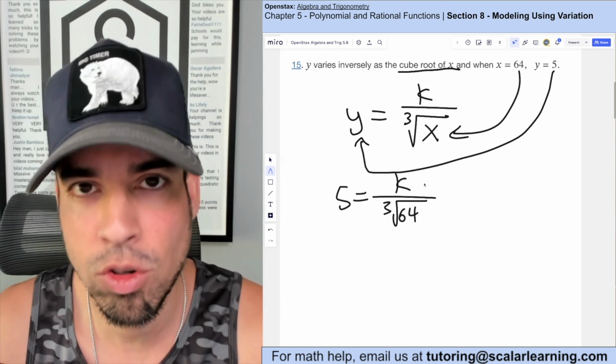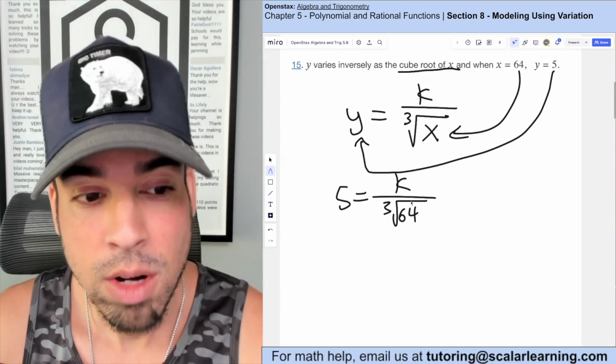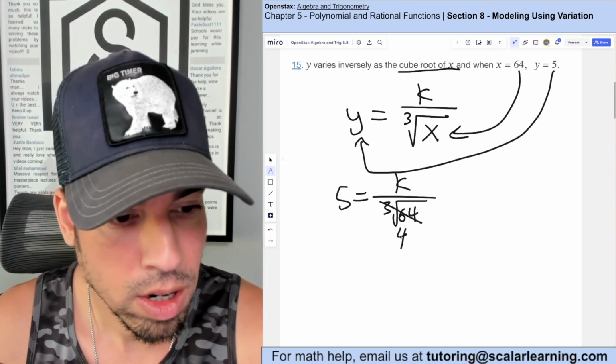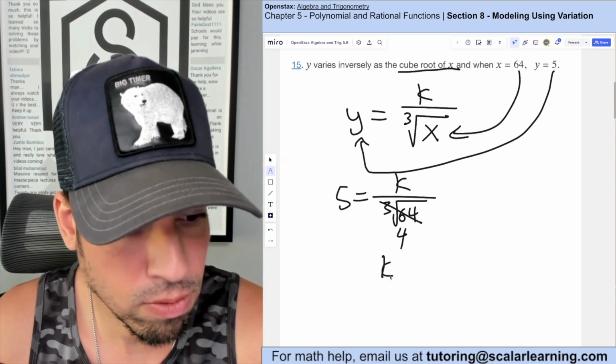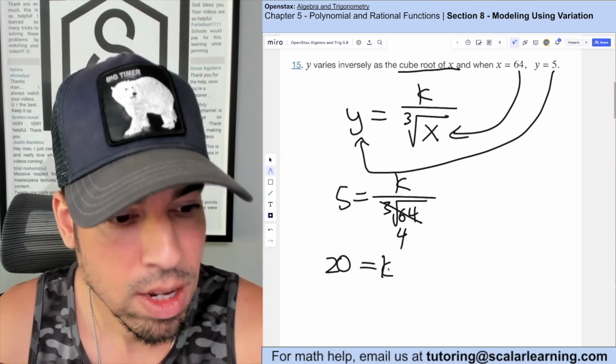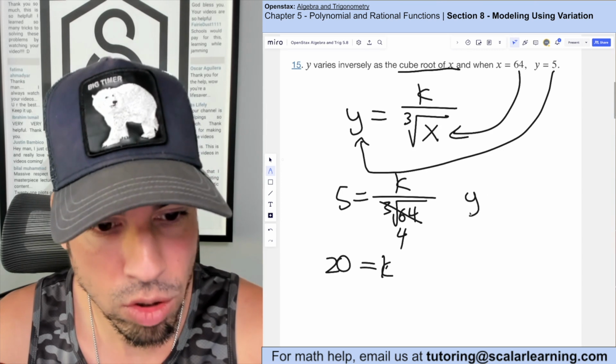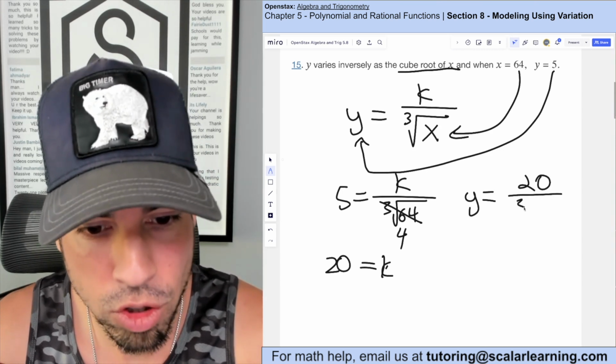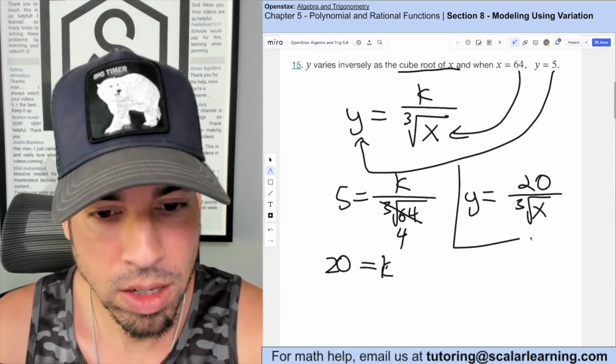So what is the cube root of 64? That's 4, because 4 times 4 times 4 is 64. So that's just 4. And then to solve for k, multiply both sides by 4, k equals 20. Last step, we're going to rewrite this equation with 20 subbed in for k, so it's 20 over the cube root of x. So there's your final answer.